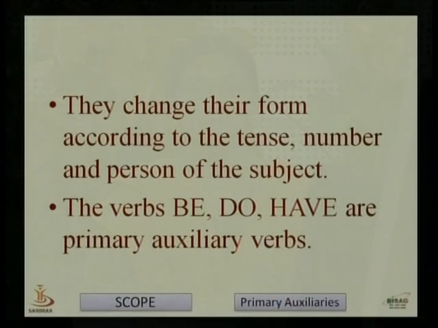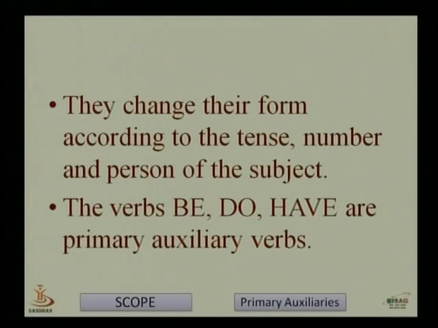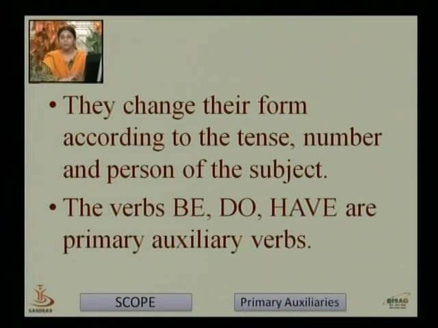Please check on the PPT. What do these primary auxiliary verbs do? When they change the tense, when they change the voice, or when the sentences are turned into negative or interrogative, what happens? Primary auxiliary verbs change their form according to the tense, number and person of the subject. The verbs be, do and have are primary auxiliary verbs.